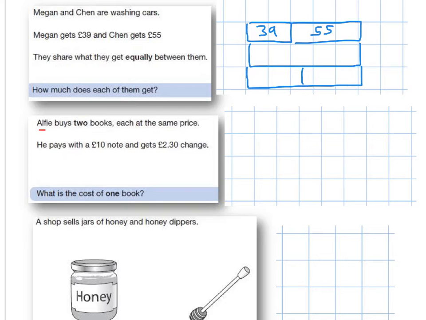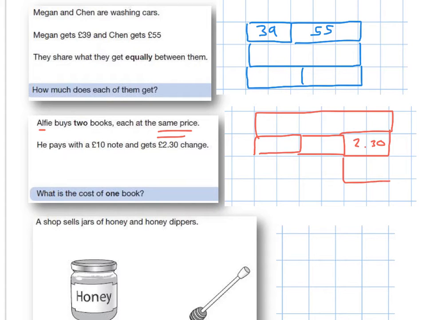Now in the next one we've got Alfie. He's buying 2 books. I'm going to draw 2 books. 1, 2. Now we know that they're the same price each. He pays with a £10 note. So I'm going to draw that because his books come out of his £10 note, so they're underneath it. And he gets £2.30 change. So if I know he gets £2.30 change out of his £10, I know how much he spent out of his £10. Or I can work it out by subtracting that £2.30 away from his £10. Once I've got this number here, because these two are equal, I can just divide by 2, and that will give me the price of 1 book.